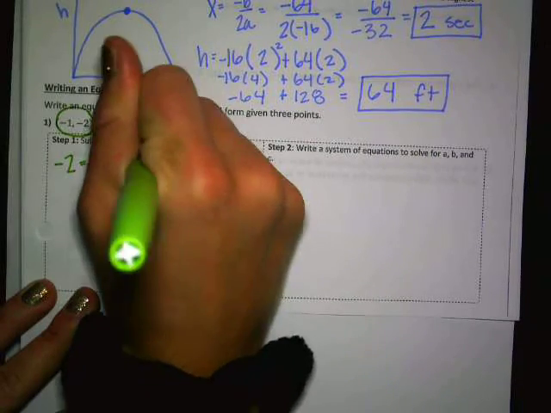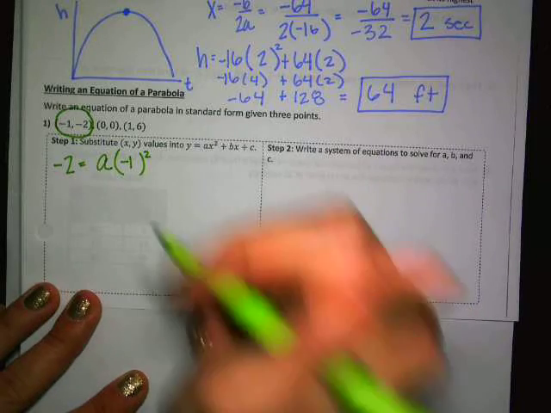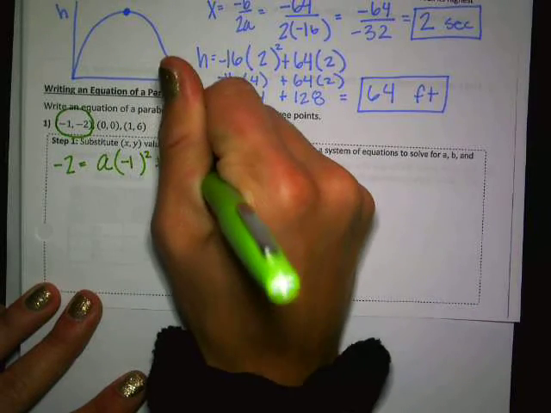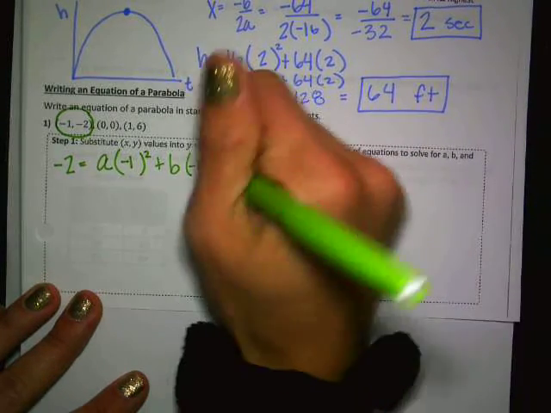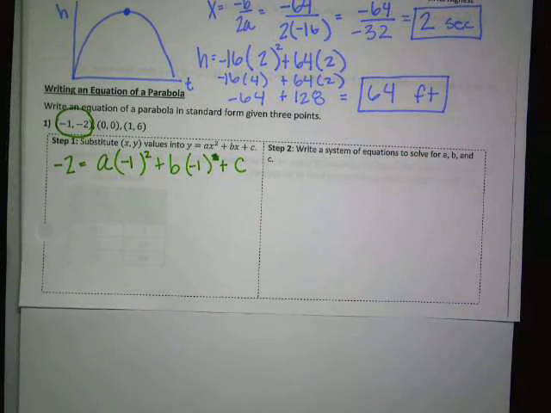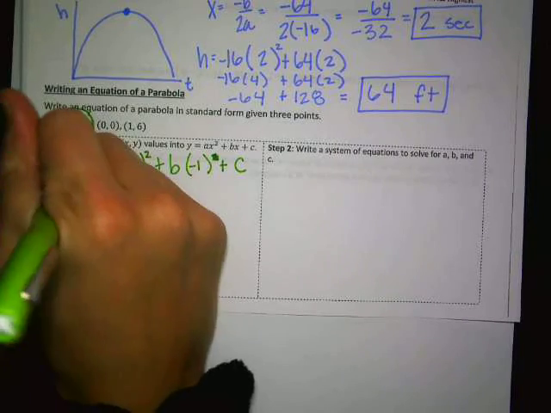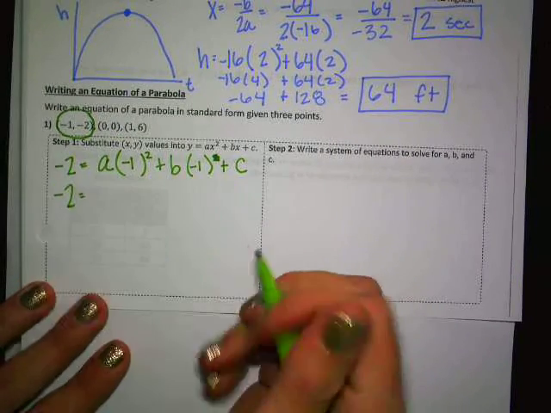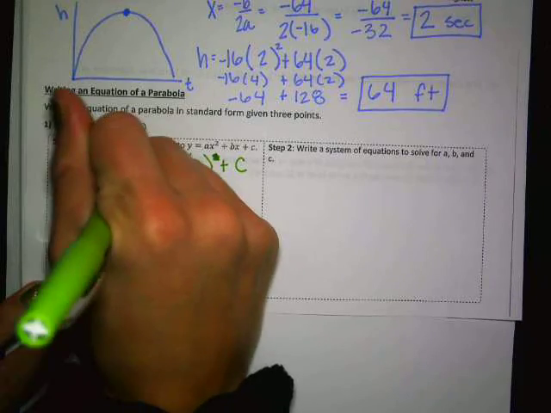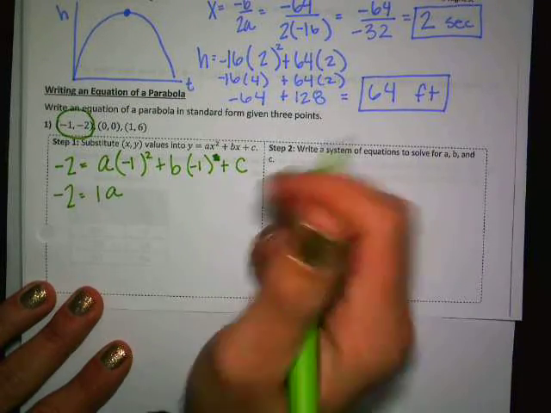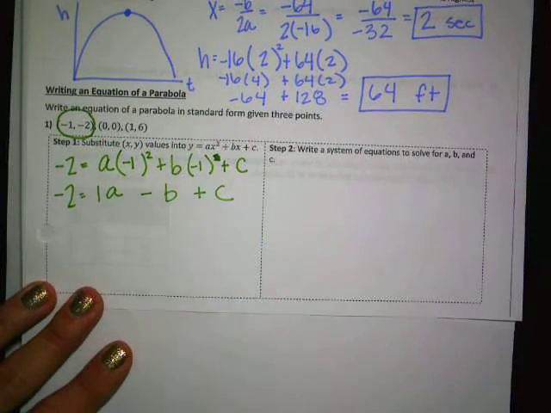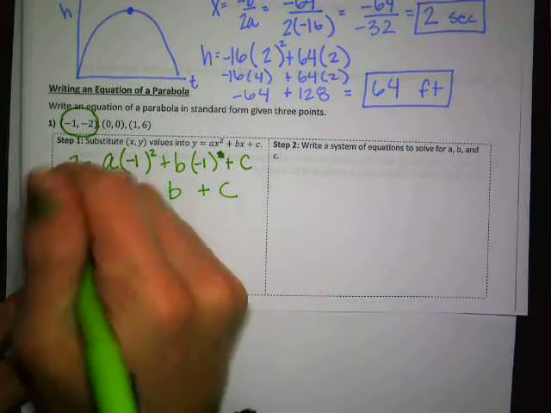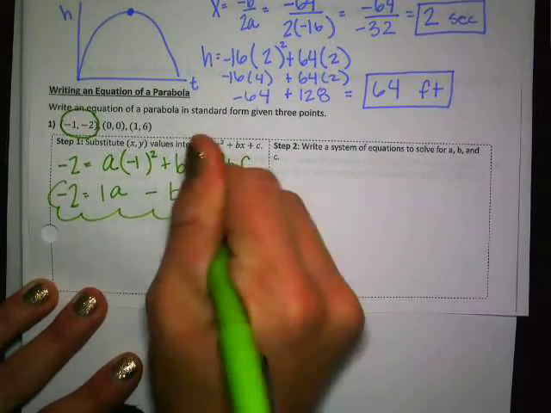In place of this x, I'm going to put negative 1 and square it. Plus b. In place of the x, I'm going to put negative 1. Oops, not squared. And then plus c. All right, I'm going to clean it up a little bit just so it's easier to plug into the calculator. What's negative 1 squared? 1. So, 1a. What's b times negative 1? Negative b, or negative 1b. And then plus c. All right, so there's one of my equations.